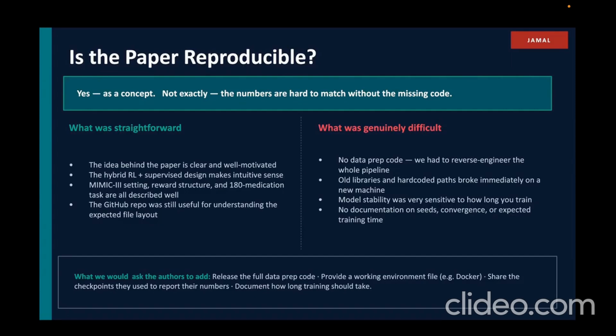So I think if the authors release the full data prep, provide a working environment file, and share the checkpoint they used to report their numbers, that may be possible for now, but we don't think the paper is fully reproducible.